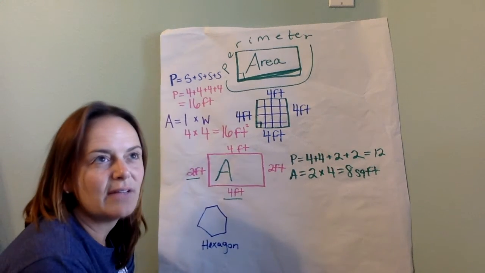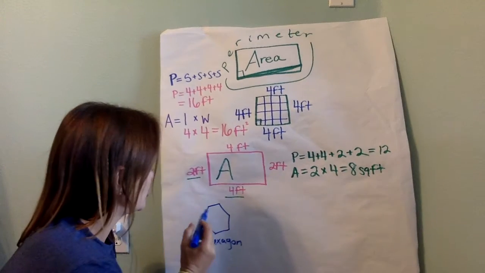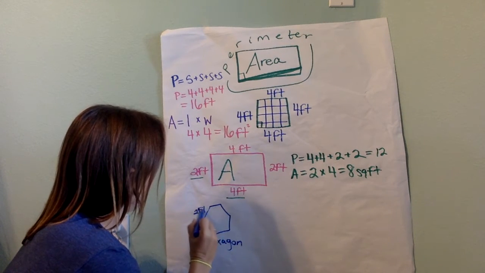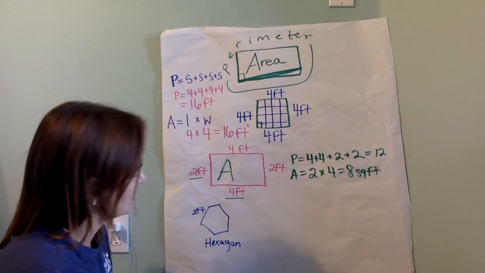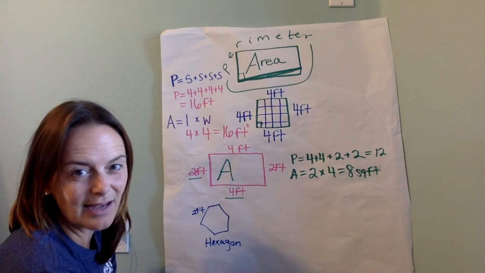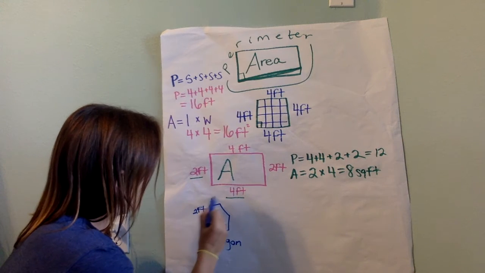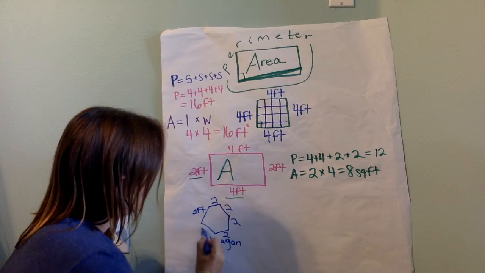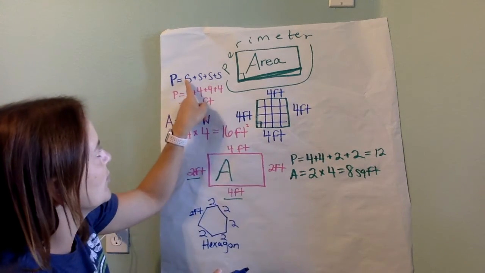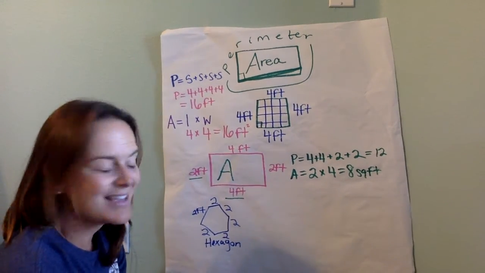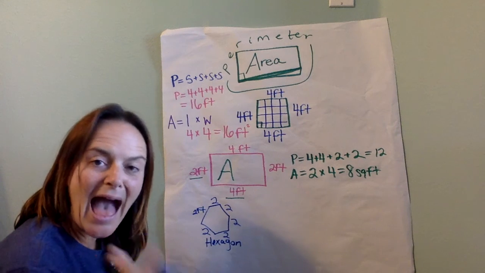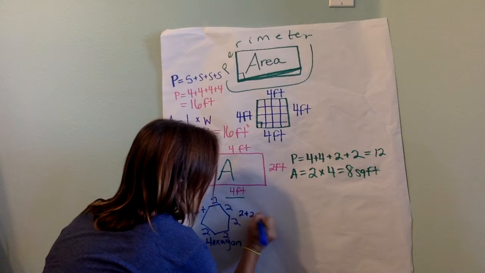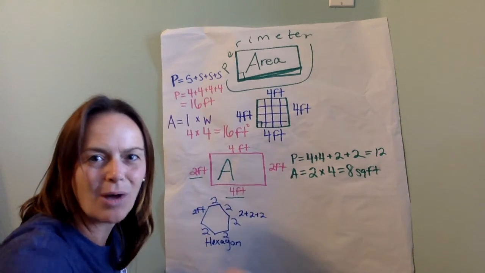I want to fence this yard. It's a hexagon shape, and my fence is going to have 2 feet on each side of the hexagon. How many sides does a hexagon have? 6. So I'm going to have 2, 2, 2, 2, 2. Now, even though my formula for perimeter is to add up all my sides, I'm adding 2. How many times? 2 plus 2 plus 2. 6 times.